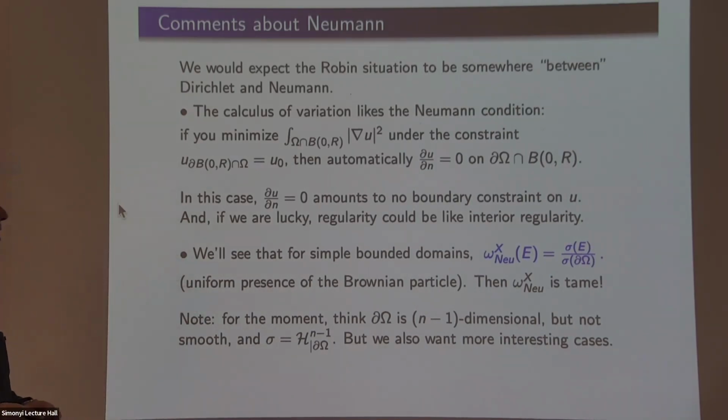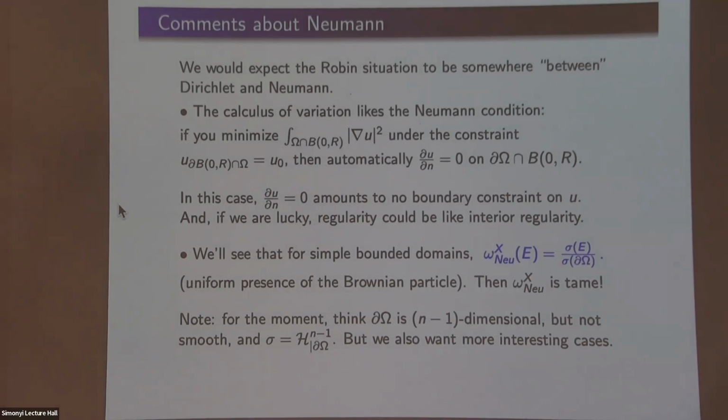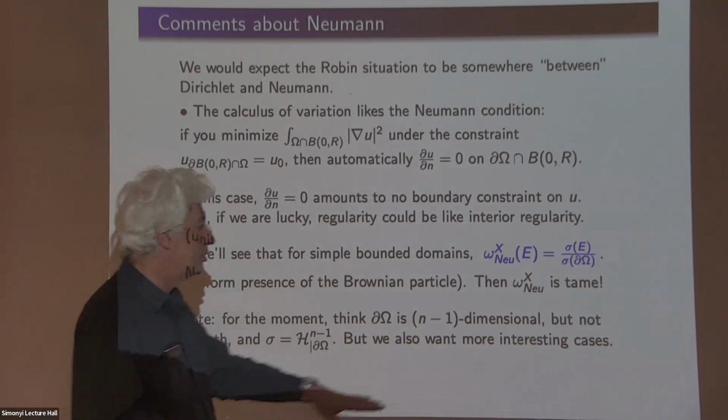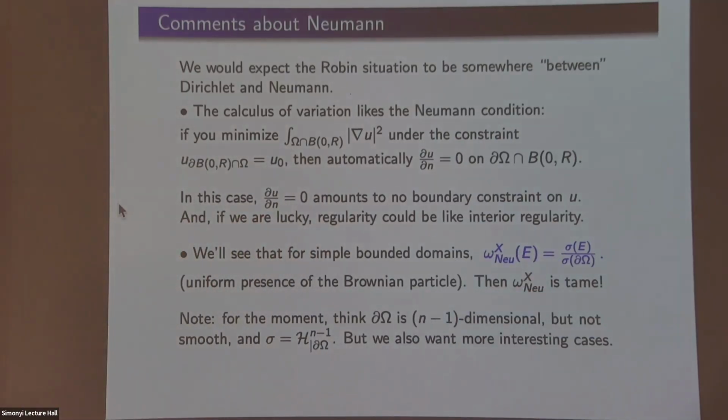Here I have this comment saying that the Neumann condition is something I like because when you minimize the usual energy, the Dirichlet norm, for harmonic functions, and you don't put any condition on the boundary, what you will get automatically is the Neumann condition, du/dn equal to 0. So it looks like you put no condition on the boundary and see what happens. Anyway, in the smooth case, what happens is exactly that. That's about Neumann.